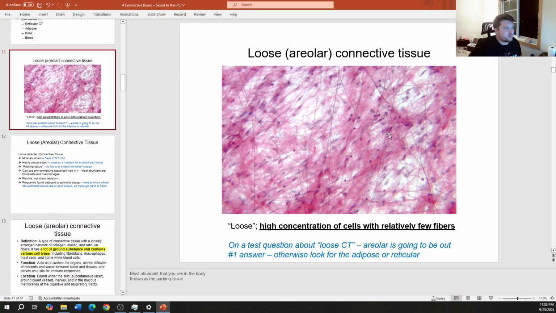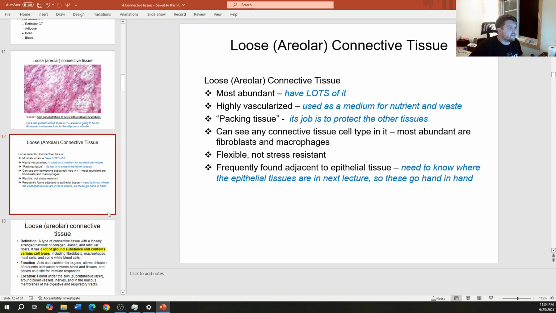So this is what it looks like cellularly, histologically. Biggest thing to understand, it is loose. So there's not a lot of space, there is a lot of space in between everything. There's not a lot really compacted down into here. So loose connective tissue is loose. And if we think about the next one, we're going to talk about dense tissue is going to be dense. So lots going on, really compact. So we have a high concentration of cells with relatively few fibers.